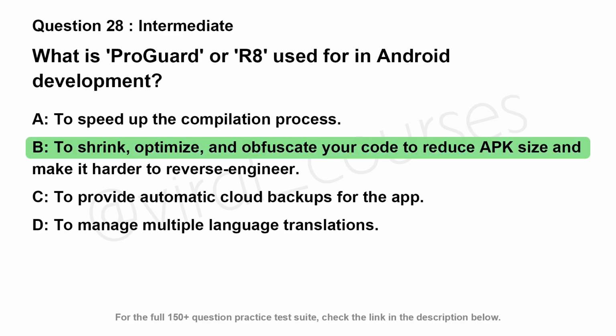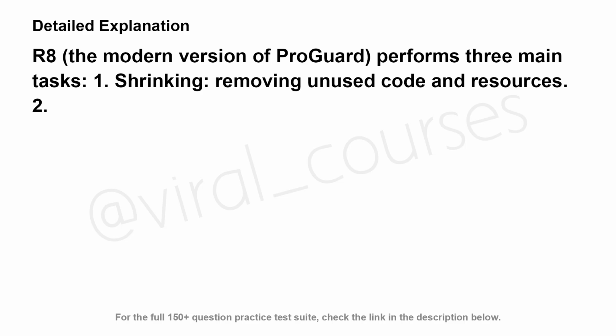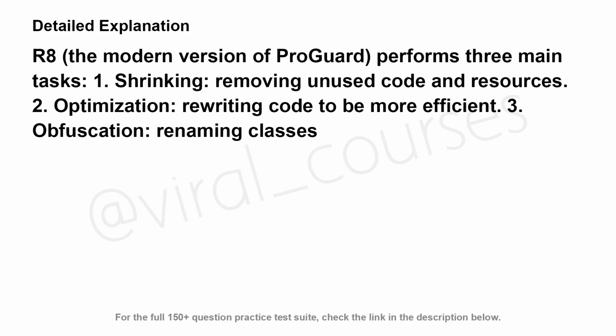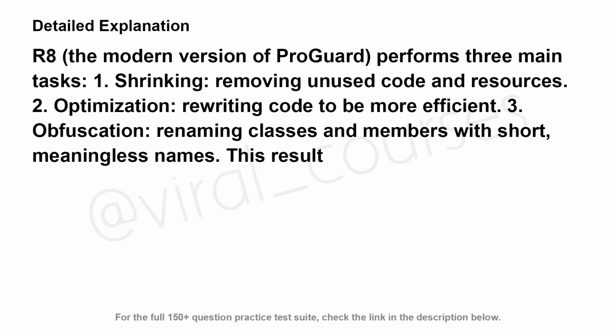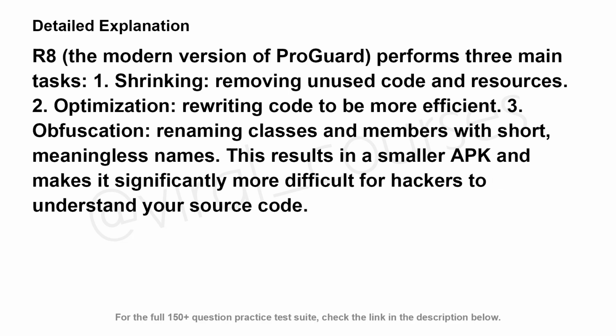The correct answer is B. R8, the modern version of ProGuard, performs three main tasks. 1. Shrinking, removing unused code and resources. 2. Optimization, rewriting code to be more efficient. 3. Obfuscation, renaming classes and members with short, meaningless names. This results in a smaller APK and makes it significantly more difficult for hackers to understand your source code.